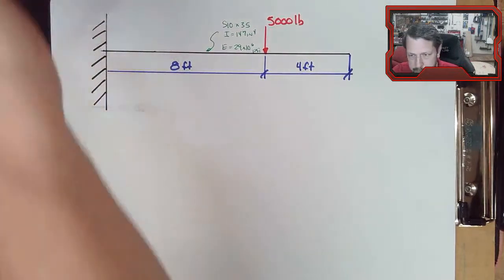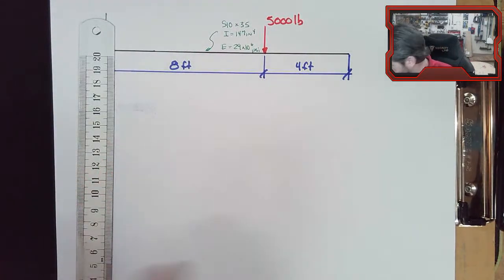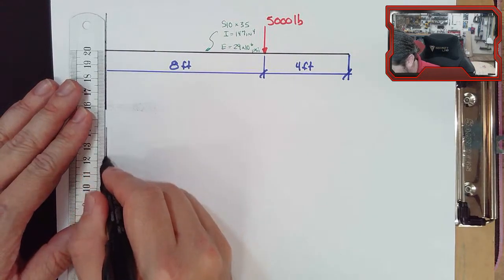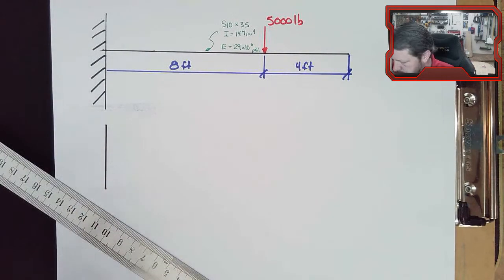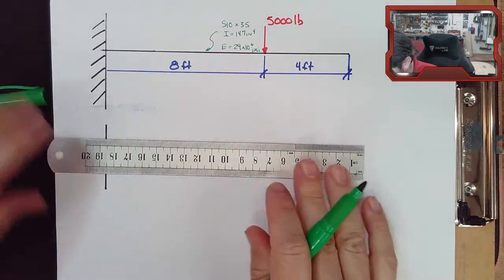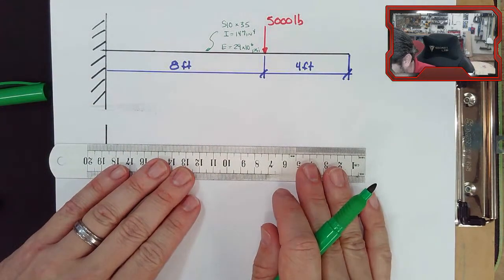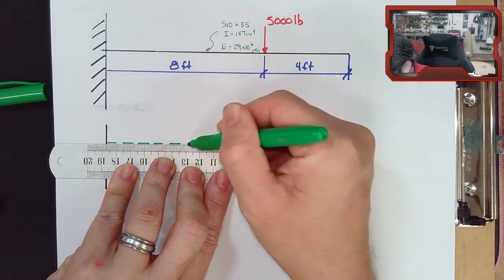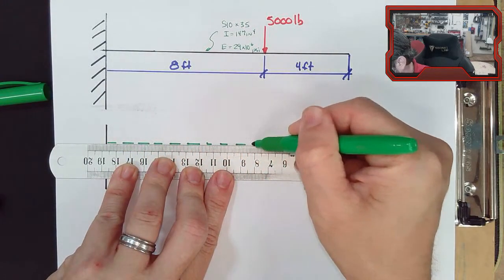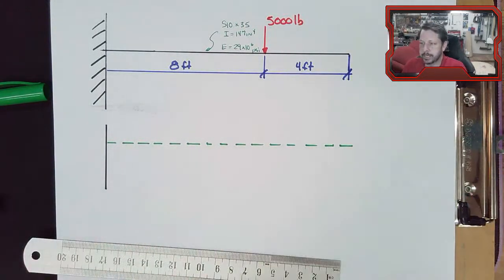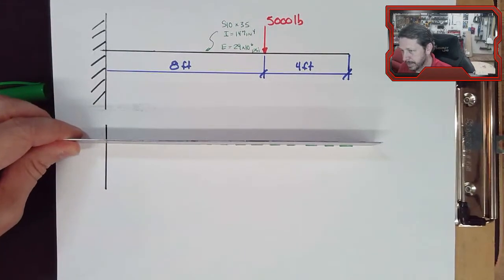So here's what I'm going to do. Let's draw us a little diagram down here of what's going on. So here's the original beam. I'm going to draw it as just a dotted line where the beam originally sits without any load on it. All right, so there's the original location for the beam. So it's sitting right there.